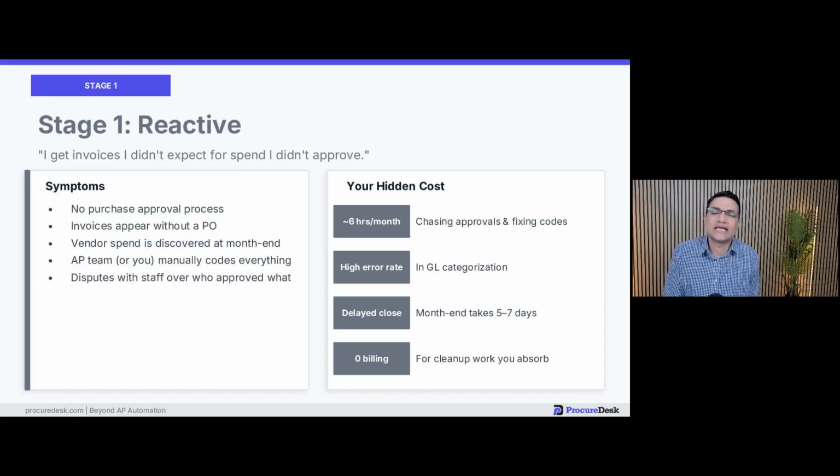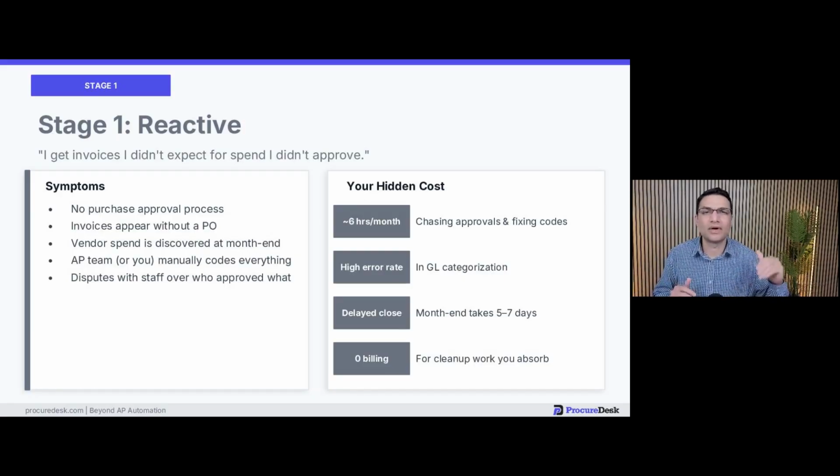So stage one, reactive: "I get invoices I didn't expect for spend I did not approve," right? That is a pretty common theme. If you're hearing it from your clients, they are in stage one, which is reactive. Couple of symptoms to look for. They have no purchase approval process. That means there is no defined policy that you need a purchase order. People can call the vendor, spend money on credit cards, and so on. And the process is pretty much post-spending, right? So we get an invoice, we process it, and get it approved and paid.